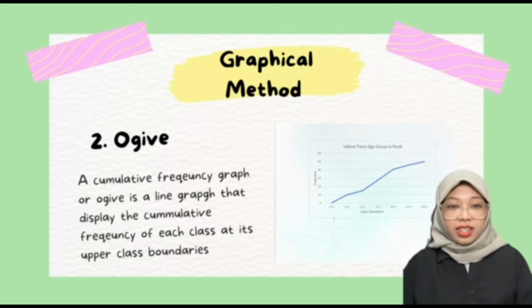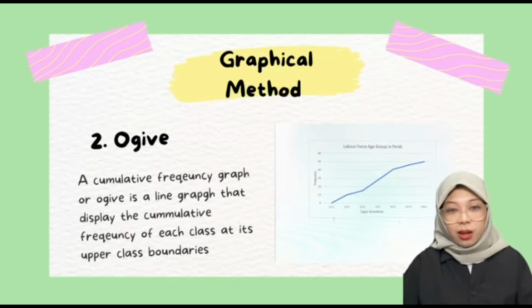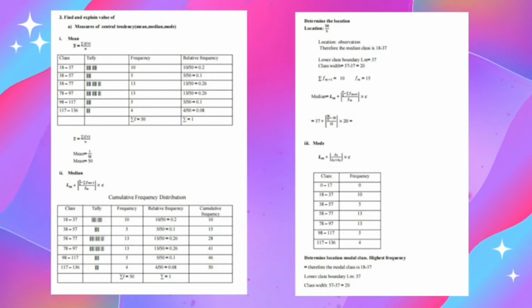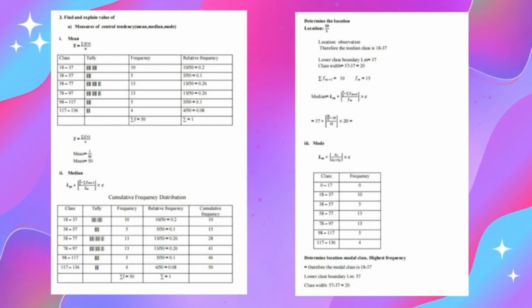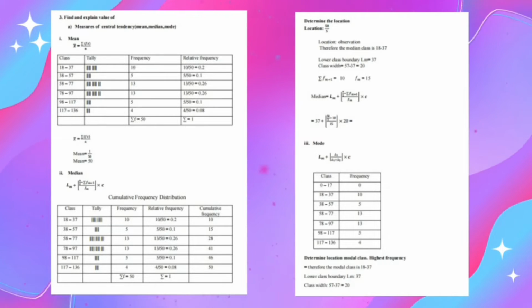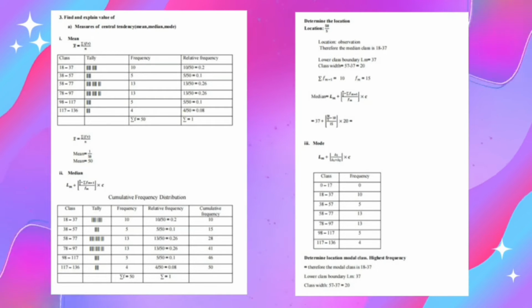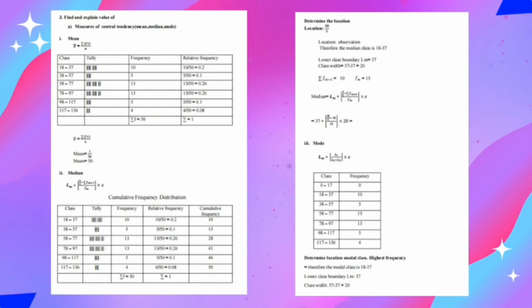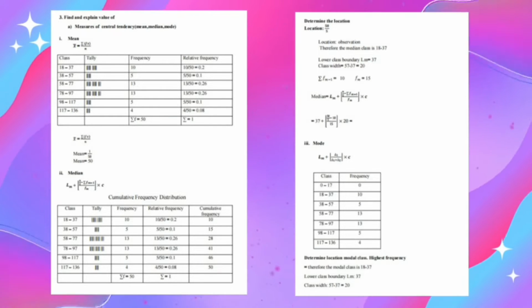An ogive is a line graph that displays the cumulative frequency of each class at its upper class boundary. Then find and explain the measures of central tendency like mean, median, and mode. The first is the mean. You can look at this table. It starts with classes from lowest to highest, with the numbers 18 to 136. Frequency starts with 10 to 4, and the total is 50, followed by relative frequency from 0.2 until 0.08, and the total is 1. For the mean, it is 50 with count 1 divided by 50.